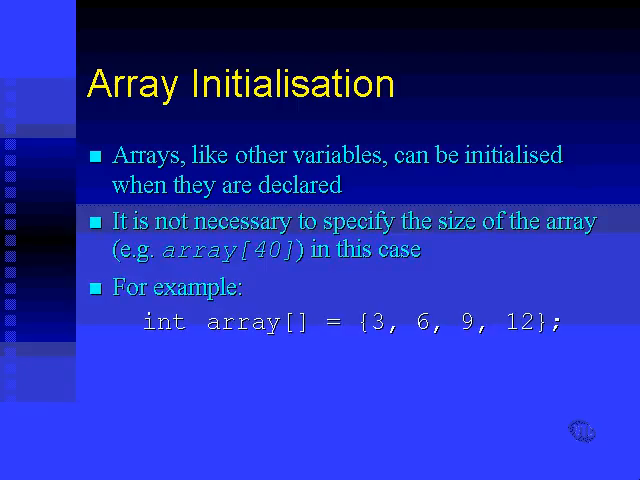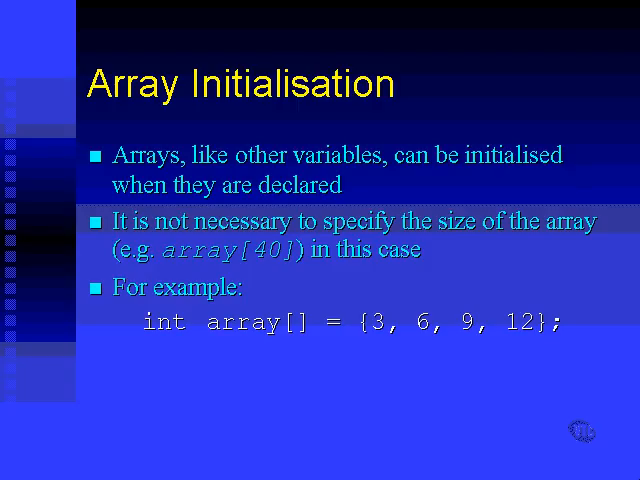Okay, here's an example. I've declared an array of integers. Notice I have not put anything inside the square brackets. There are actually 4 integers in this array. They are 3, 6, 9, and 12. Notice how they're initialized. You use curly brackets around all the 4 values, separated by commas, and then you put a semicolon on the end. And that is how you initialize an array.